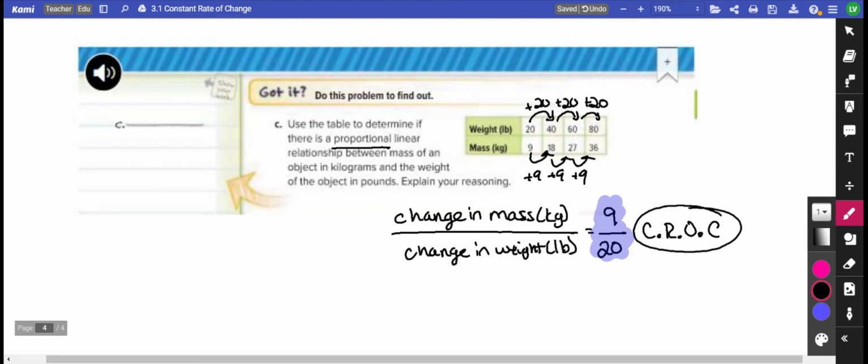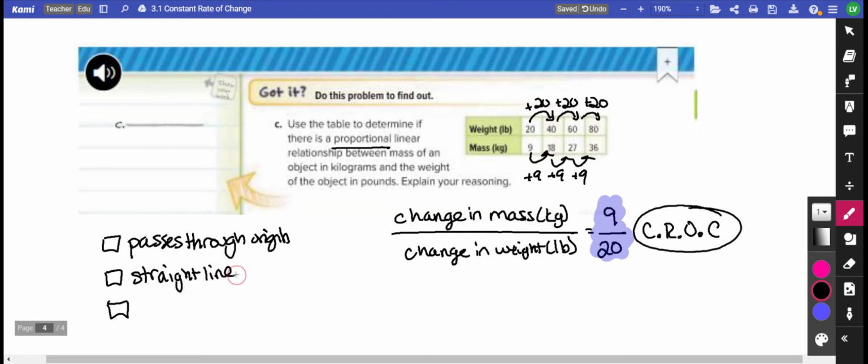So far, if we have the 3 requirements of passes through the origin, the second one has a straight line, and has a constant rate of change. Well, I know that I have the last one so far. My constant rate of change is equal to 9/20.